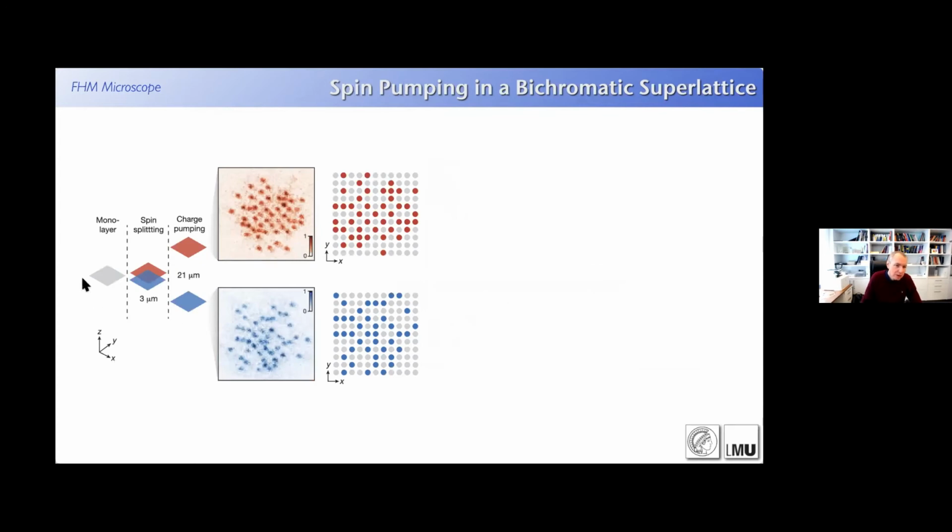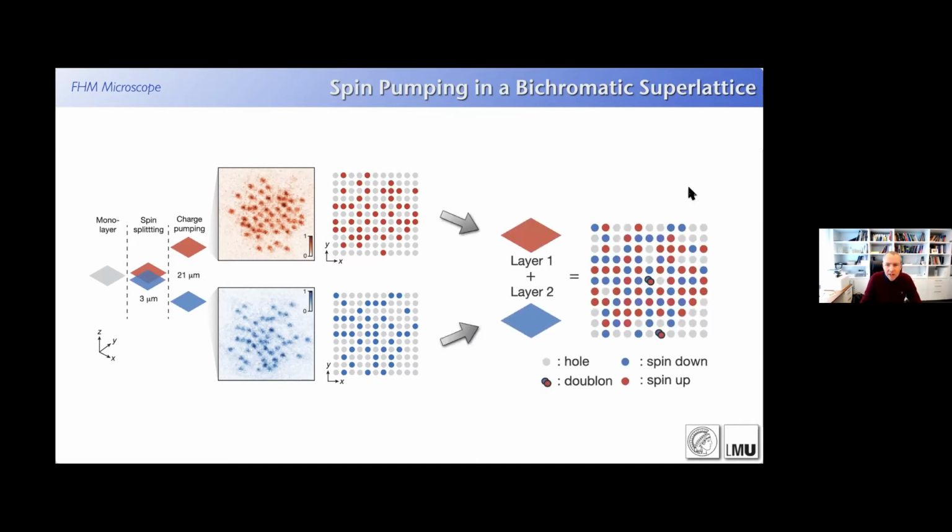So this is how this looks. You start with one monolayer, the physical system. You first do the spin splitting, and then you do the charge pumping to increase the separation, and then you take a photo. This is the photo of the spin up atoms. This is the photo of the spin down atoms. And then you can take those two photos, just put them together, and you get the original occupation of the 2D system. Okay, so now I know, in a fully spin and density resolved way, I can see where all the spin ups and downs were, where there were doubly occupied sites, where there were holes. So I get a full spin and density resolved image of my system.